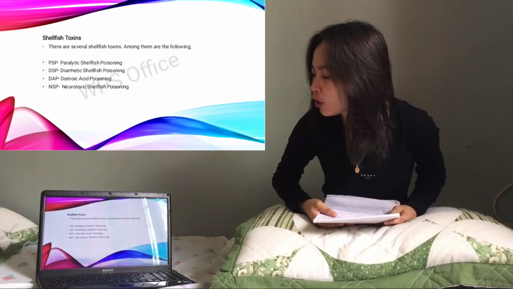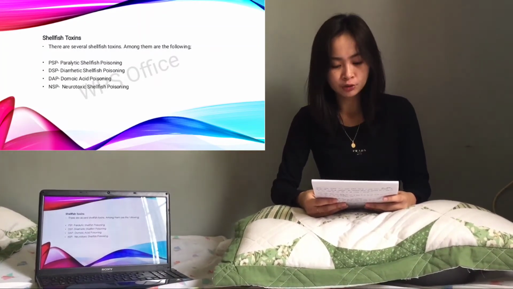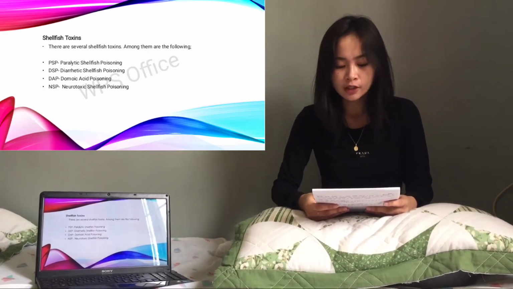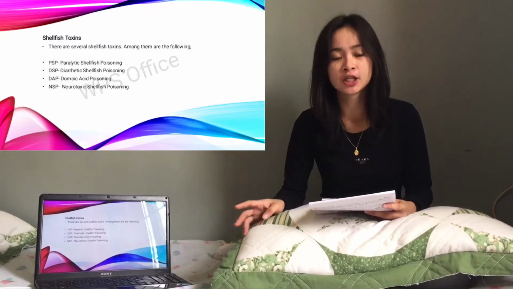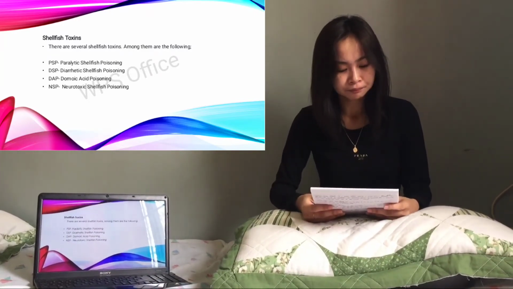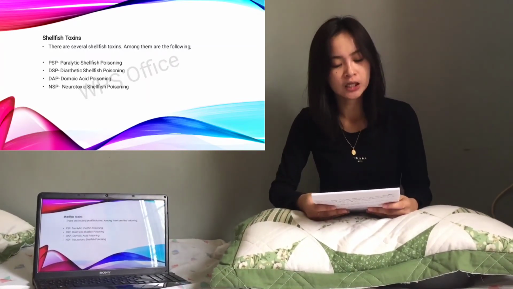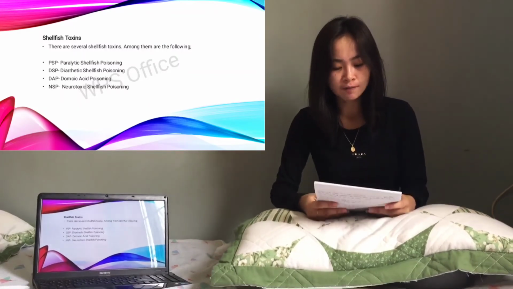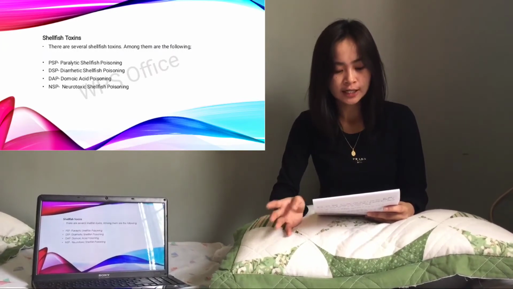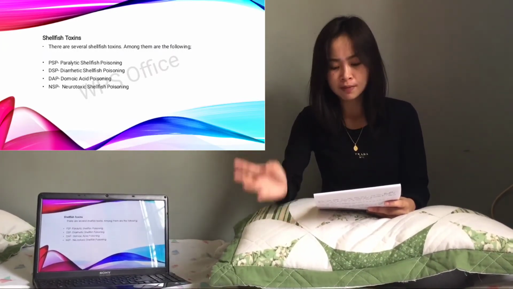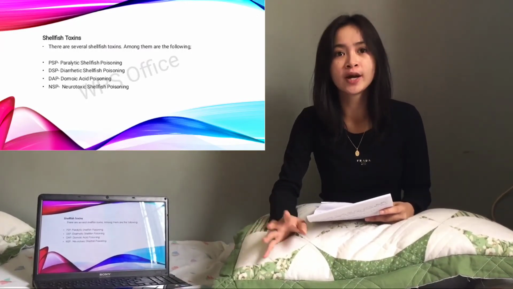So DSP or diuretic shellfish poisoning. DSP is a type of toxin that is produced by the dinoflagellate. People can also become ill when they eat food contaminated with DSP. So the third one is DAP or domoic acid poisoning. It is a naturally occurring toxin from microscopic algae. This can cause severe cases of amnesic shellfish poisoning that can result in permanent short-term memory loss if they eat food contaminated with DAP or domoic acid poisoning.